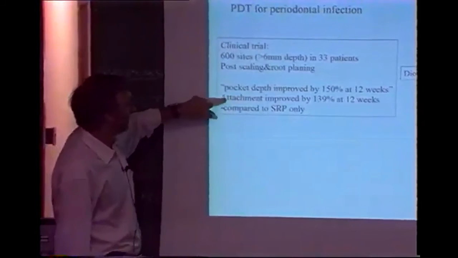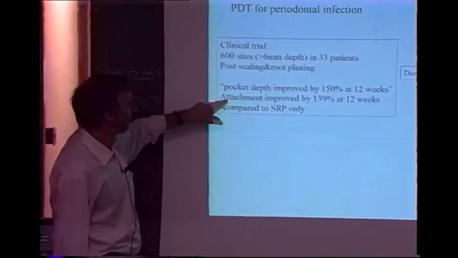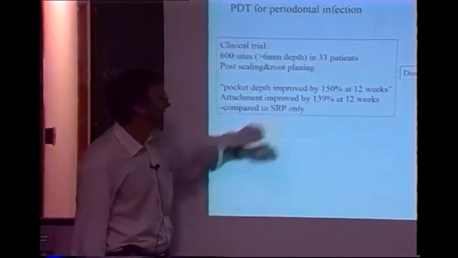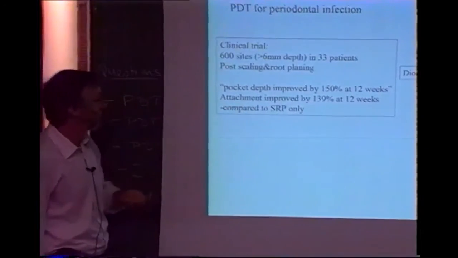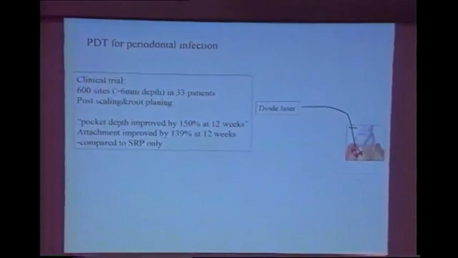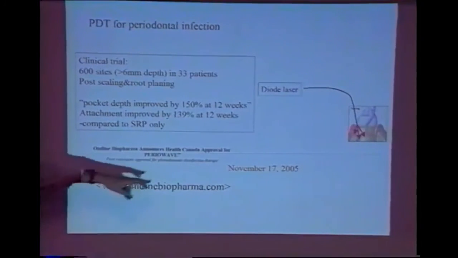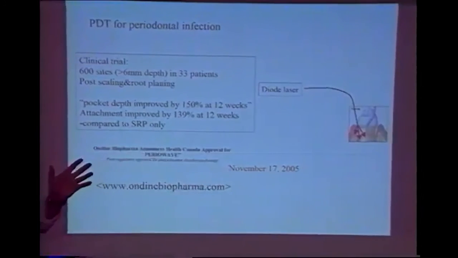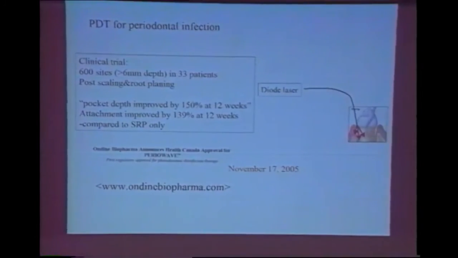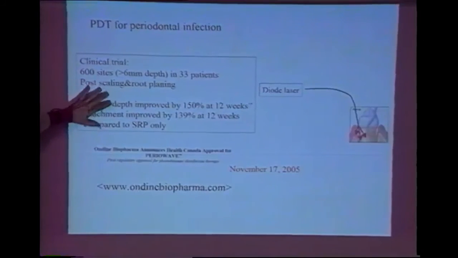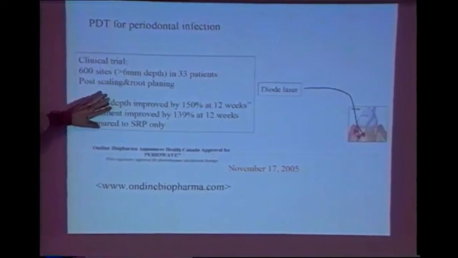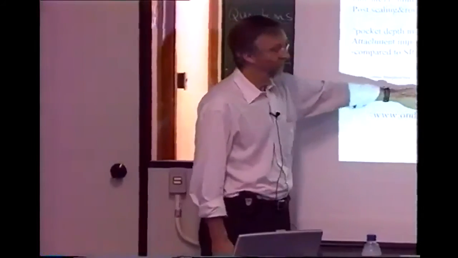I think a more important statement, clinically, is that they got an attachment improvement in 12 weeks, and this was compared with scaling and root planing only. If you want to look that up, this is by Ondine Biopharma, and on November 17th, which is 10 days ago, they got government approval in Canada on the basis of this data. So this is the first government approval for PDT for periodontitis. They call it a carrier wave.